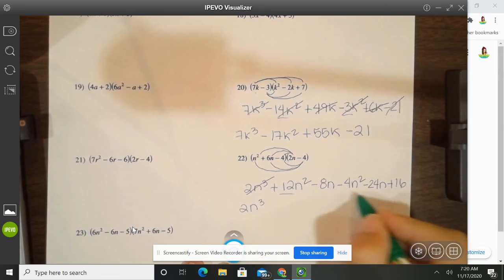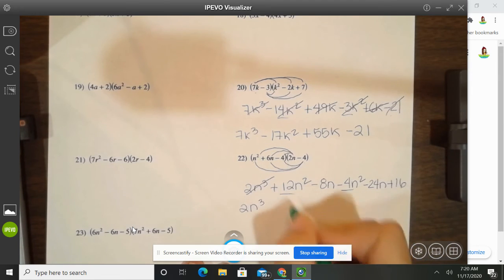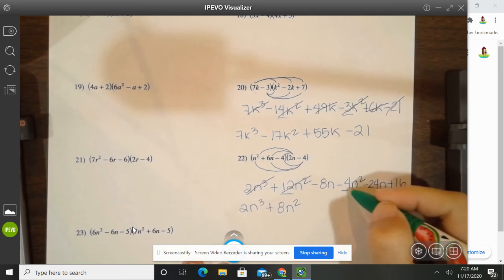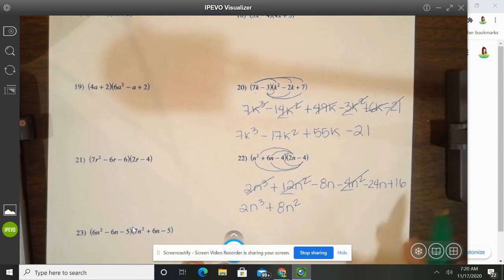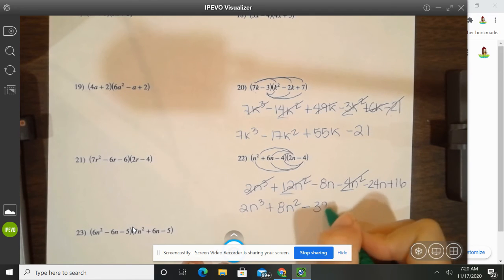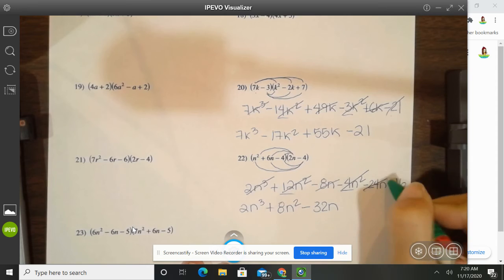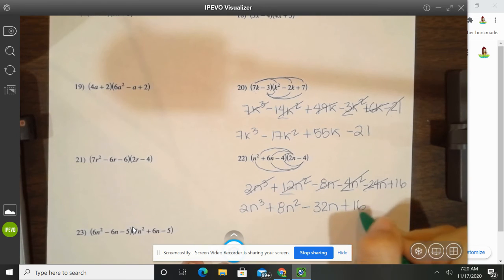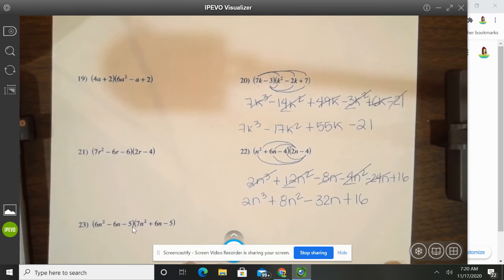12, this one and this one. So 12 minus 4, that is positive 8n squared. This one and this one, it's negative 32n. And then plus 16. Notice that it's bigger. All right, so that's pretty much how it goes here.